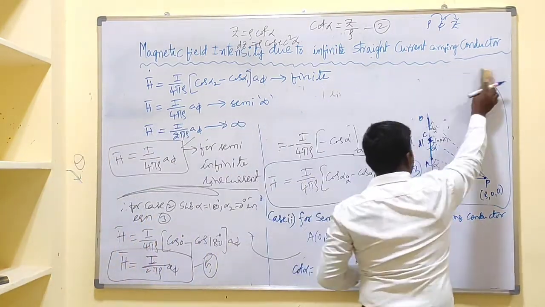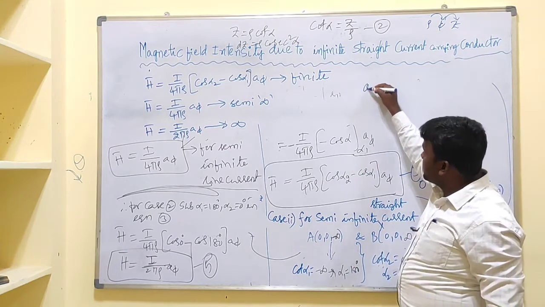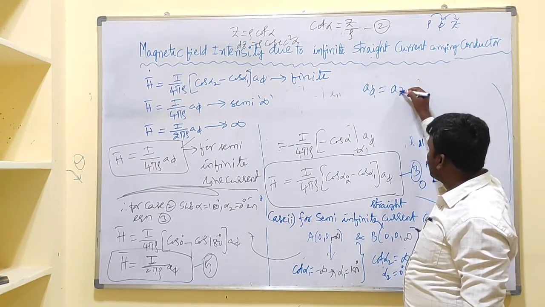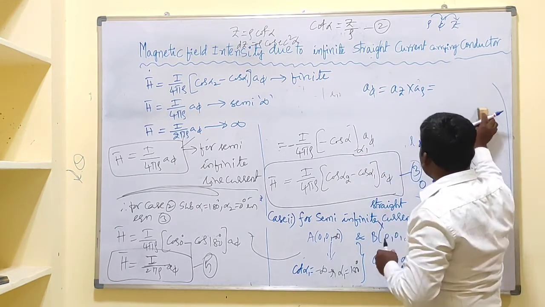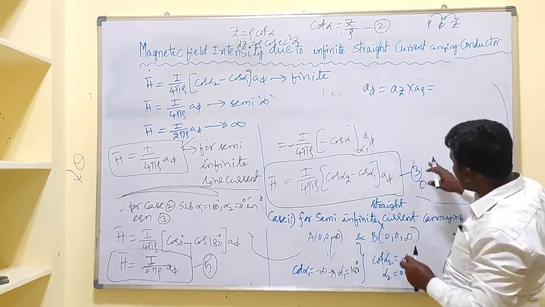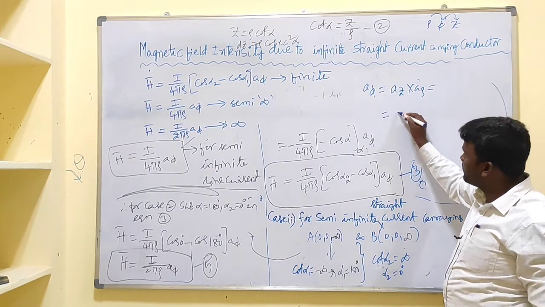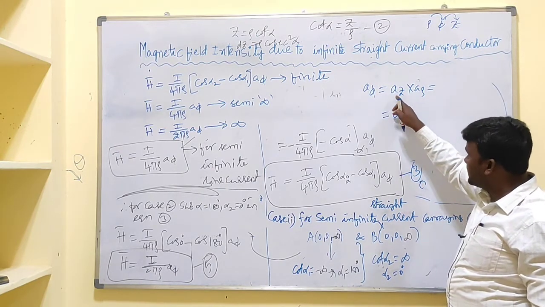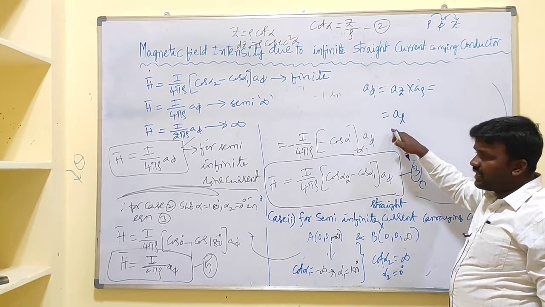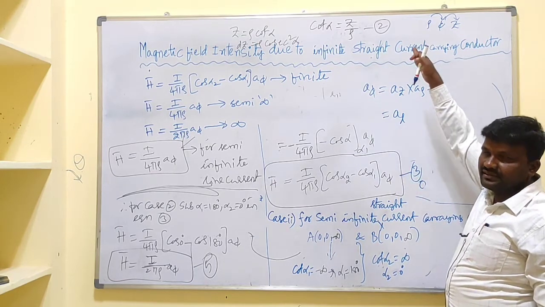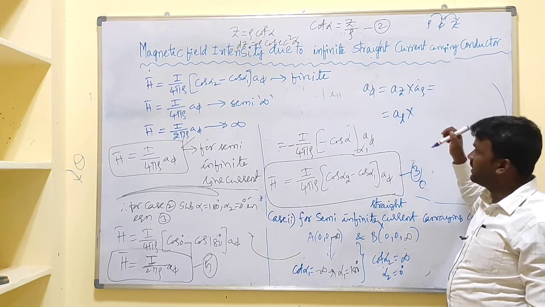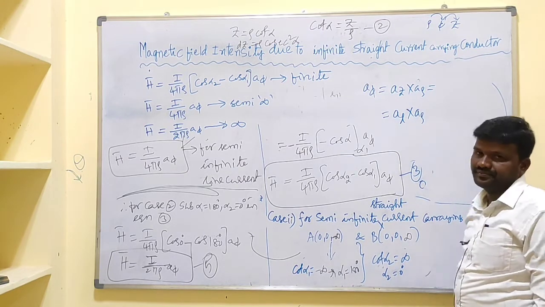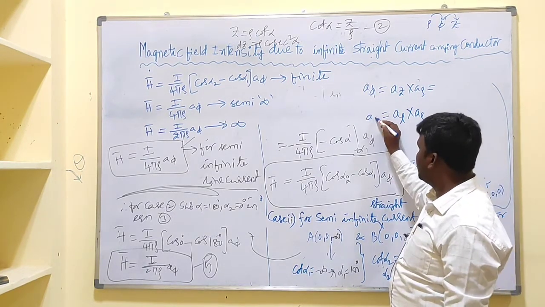What is a phi? If you see, a phi is nothing but what? Basically we derived this one as what? Az cross a rho equal to a phi. But basically what is Az? We consider our current element along the z axis. So that means Az is nothing but the unit vector where our current element is placed. That means the current element is placed along this unit vector, and we need to find a phi like this.